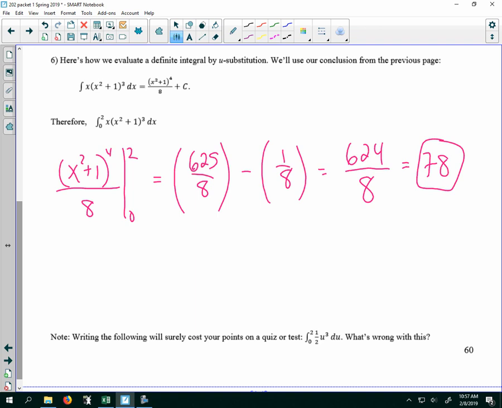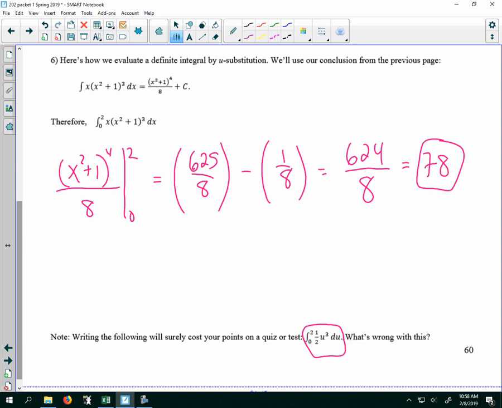Okay, so note, writing the integral from 0 to 2 of 1/2 u cubed du will surely lose you some points on a quiz or a test. What's wrong with writing that? Yeah. So 0 and 2 are x values.